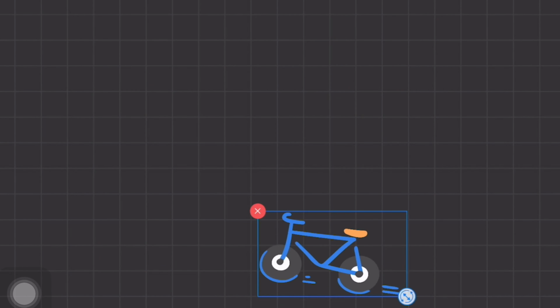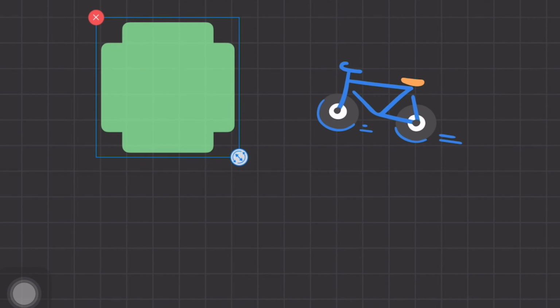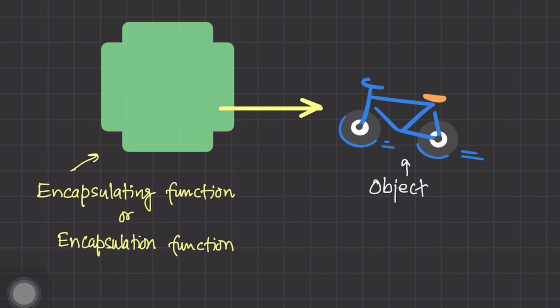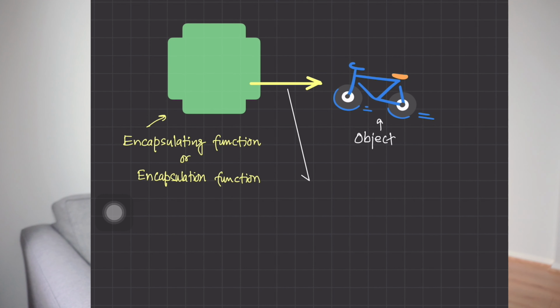Now you can think of an object as something, like in my drawing I have shown a bicycle here. There is an object, and there is a wrapper which wraps around this object. This is called the encapsulating function or encapsulation function. The encapsulation function defines how the object will be accessed, or how the request of a subject will flow from the subject to the object. It will include the feature of functionality, and it will include the feature of security as well.